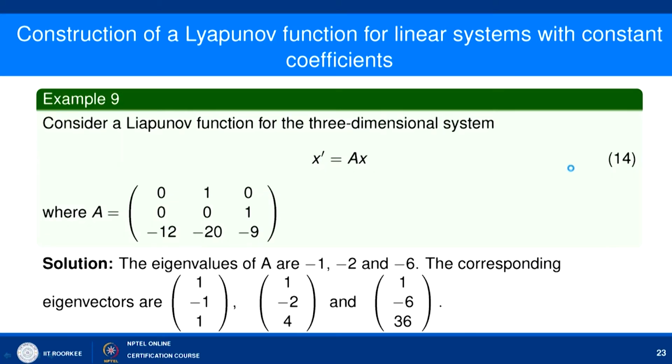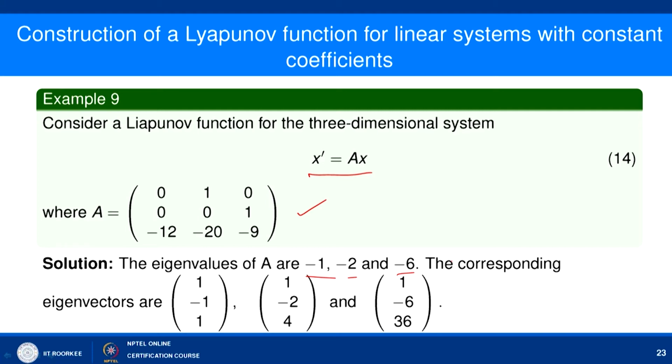So, let us have one example based on this. Consider a Lyapunov function for the 3-dimensional system x dash equal to A x, where A is given as this matrix: 0 1 0, 0 0 1, minus 12 minus 20 minus 9. So, the eigenvalues you can find out are minus 1, minus 2, minus 6. So, we simply say that here the 0 solution is an asymptotically stable solution.